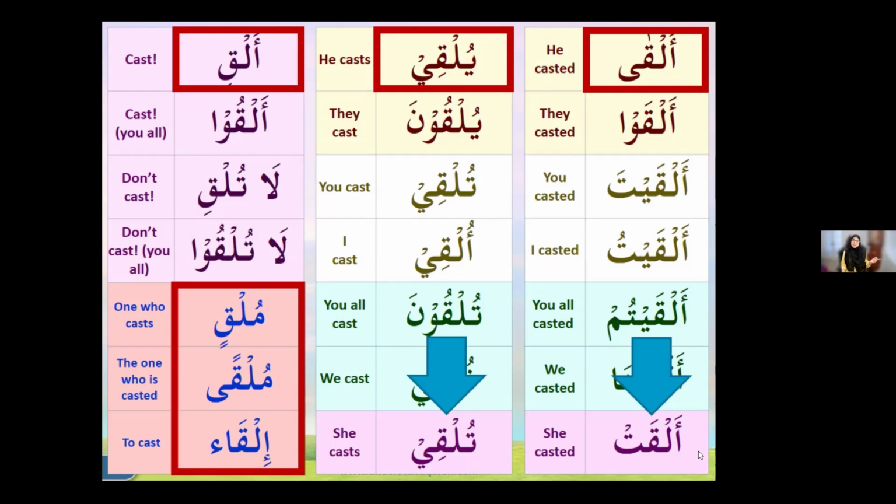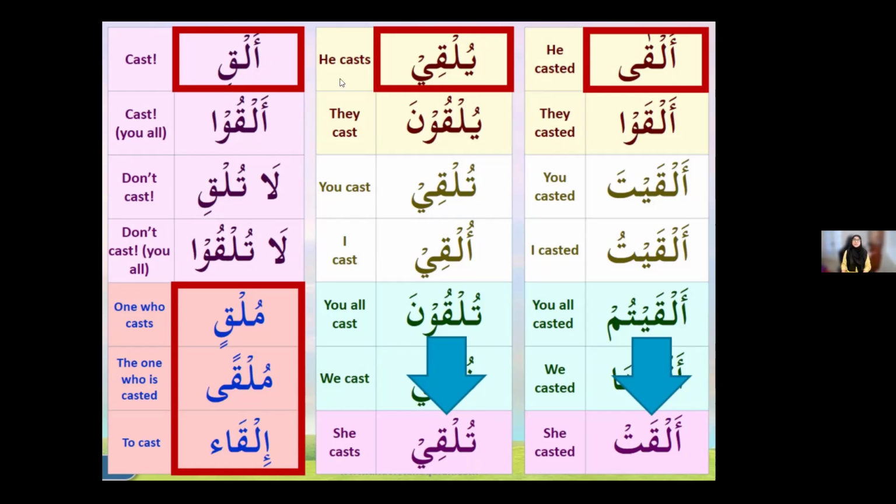And down here, remember the feminine version of it. He casted, alqa; she casted, alqat. And Mudare, yulqi, he casts, not casted, casts or will cast. And she casts, tulqi. I've put these blue arrows, so you'll know this: alqa, alqat, yulqi, tulqi. And the other one which you should know is alqi.